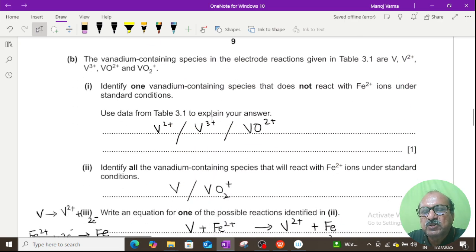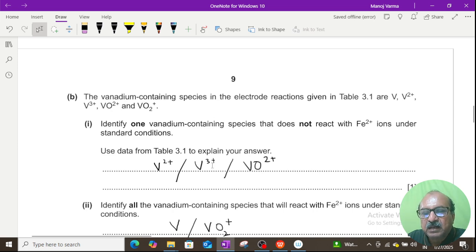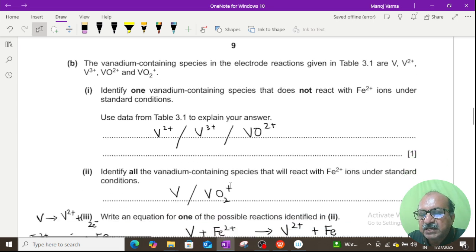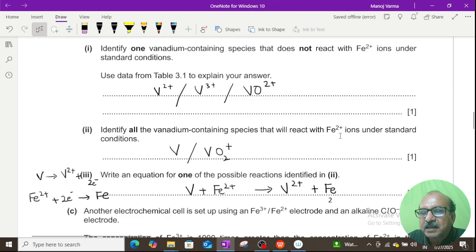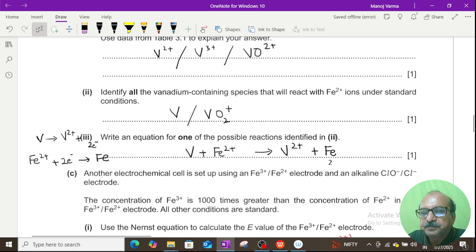And V3+ has not figured. Therefore, the third alternative is V3+. That's the way we have to tackle this question. All species that will react with Fe2+ are obviously, by common sense, the other species. So the species left out are V and VO2+, because they are not filled out here, that means they will be able to react with Fe2+ under all conditions. So this was a tricky part, but I think you understood.